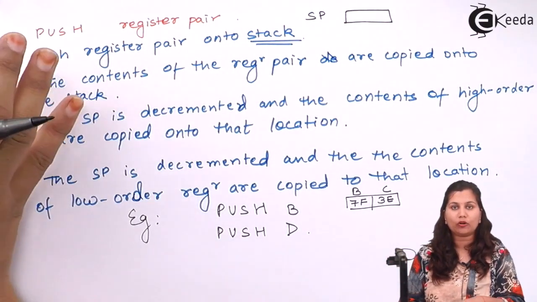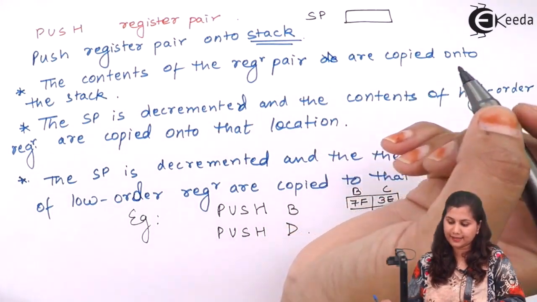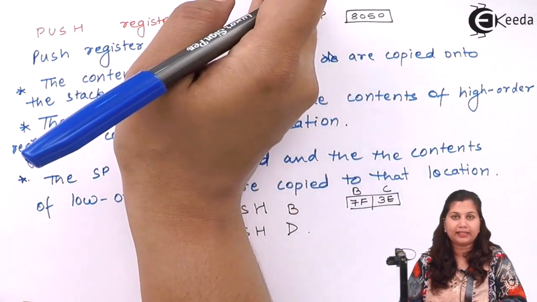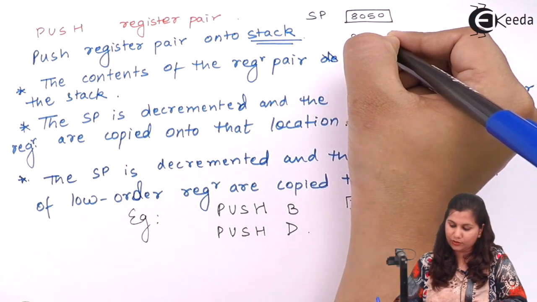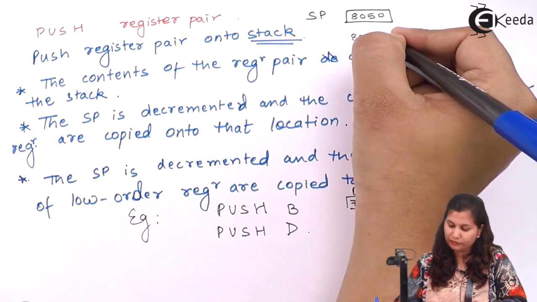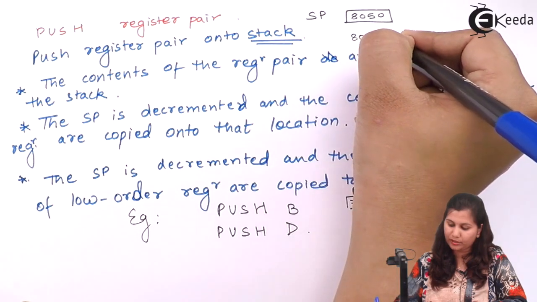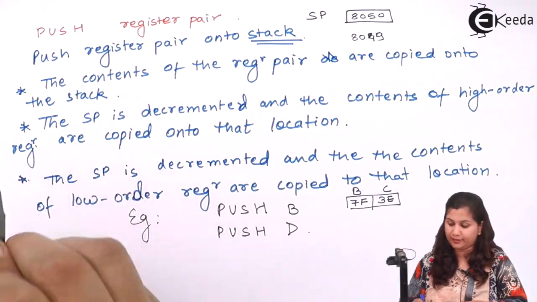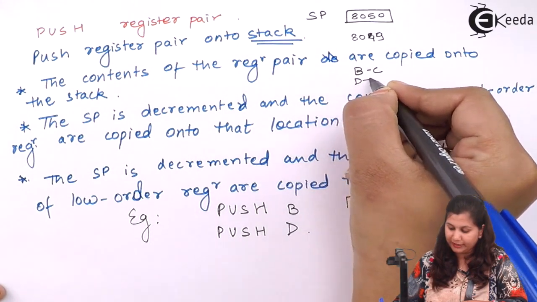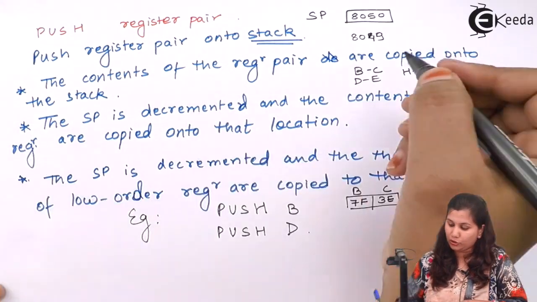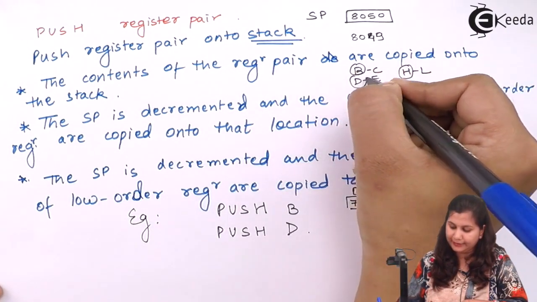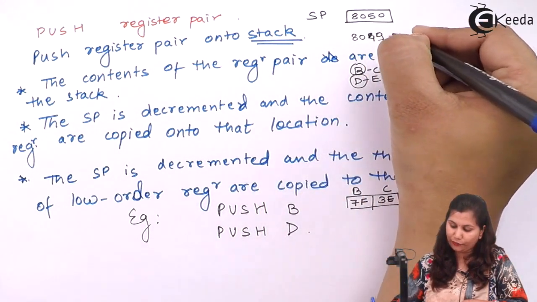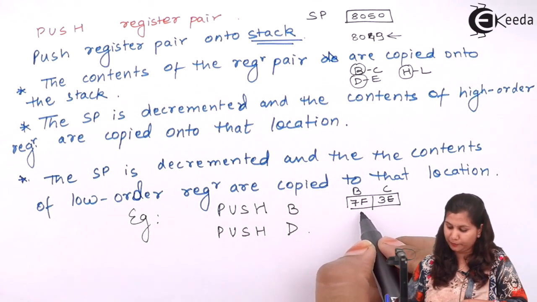Now the stack pointer is showing us the beginning of the stack, the location from which the stack is starting. So here we have 8050. Now the stack pointer is decremented, so it will be decreased by 1. So it will be 8049 here. So the stack pointer is decremented and the contents of the higher order register are copied. Now we have BC register pair, DE register pair and HL register pair. So higher order registers are H, B and D. So the contents of the higher order register are copied onto that location. At 8049, we will have the contents of the higher order register B, that is 7F.